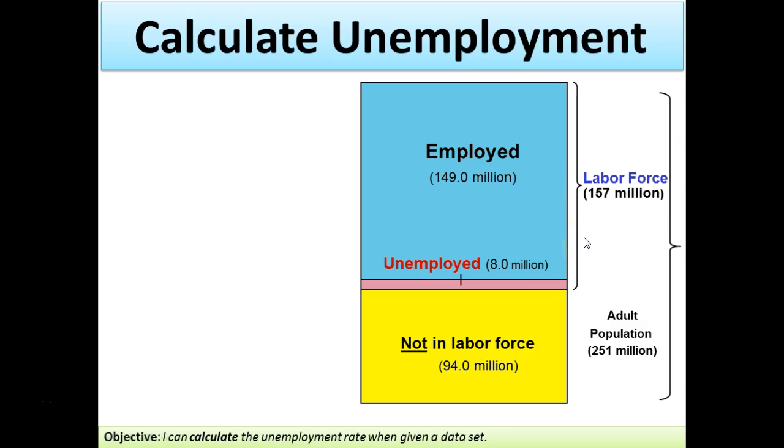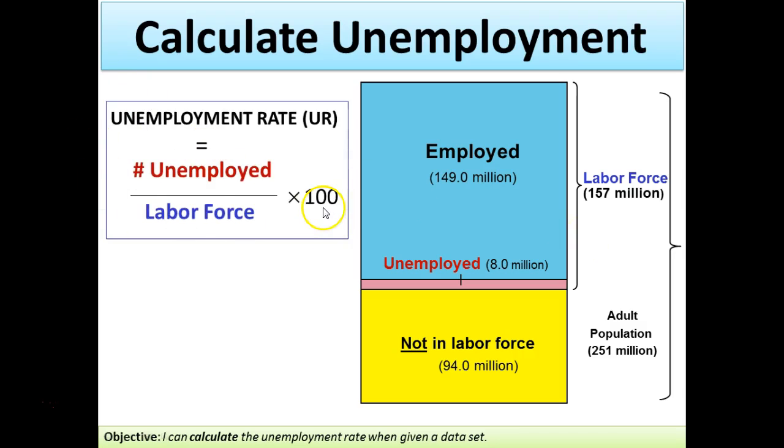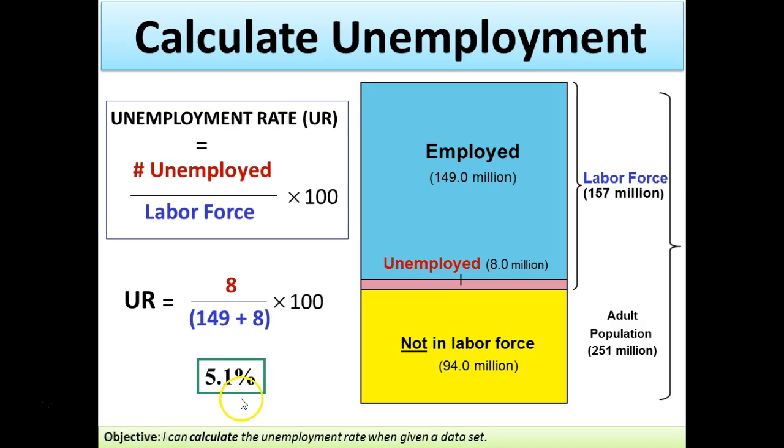And now we can calculate unemployment. We have our formula, and then we simply plug in the numbers. 8 unemployed divided by the labor force. Your labor force is the employed plus the unemployed. So that's 157. 8 divided by 157 times 100, and we always round to the first decimal, just like with GDP growth, and we get 5.1%.